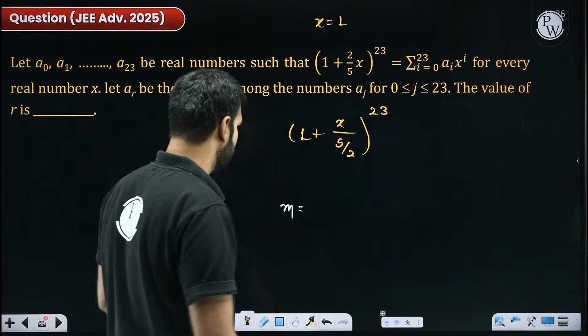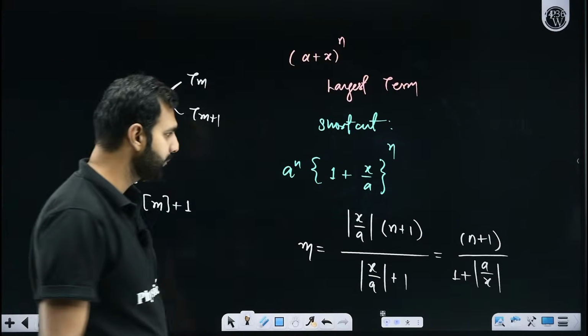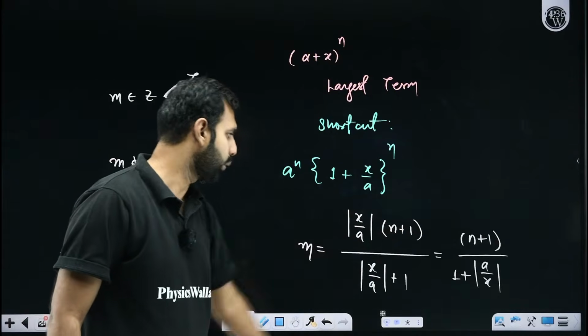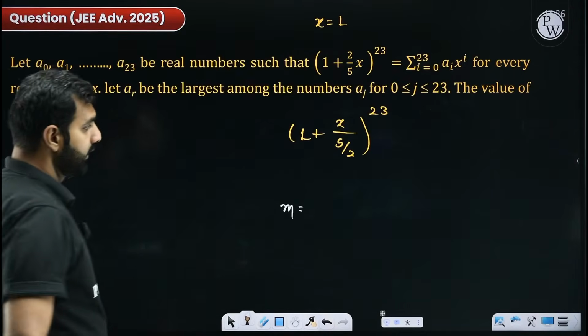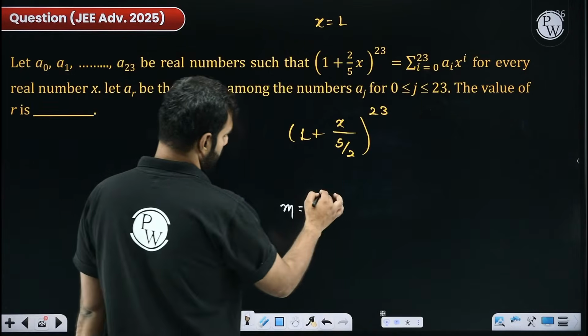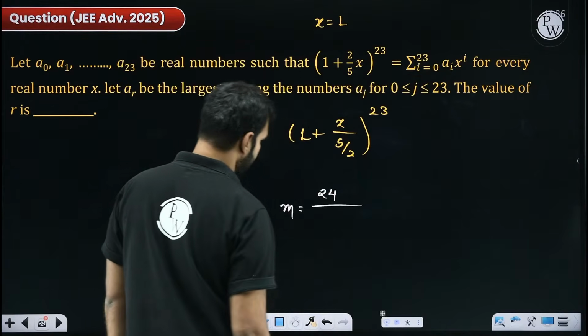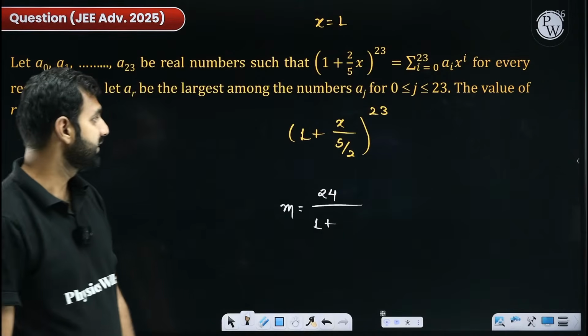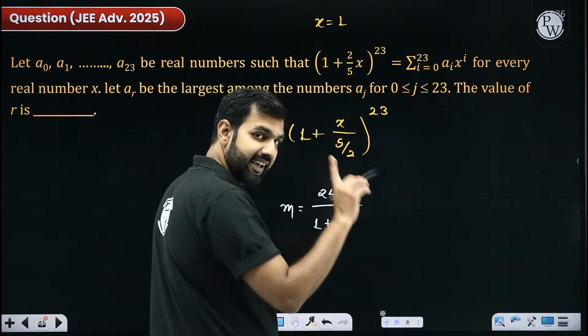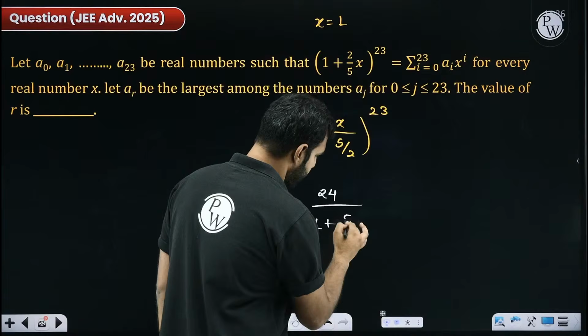m is going to be (n plus 1). I hope you remember that formula, the final version of it: (n plus 1) upon (1 plus mod a upon x). There it is, n plus 1. n plus 1 means 23 plus 1, that is 24, divided by 1 plus mod a upon x. What is a? Sir, a is 5 by 2 upon x. x we have already taken as 1. So it is 5 by 2 here.